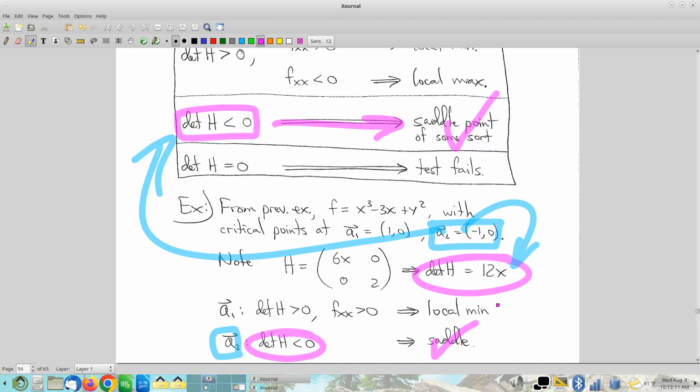So that's a saddle point of some sort. And it could be, who knows? It could be a regular Pringle-like saddle point. It could be a monkey saddle. It could be a spider saddle. I bet you could imagine what that would look like, right? All sorts of weird possibilities. Who knows? But it's definitely not a max, and it's definitely not a min. Yeah?